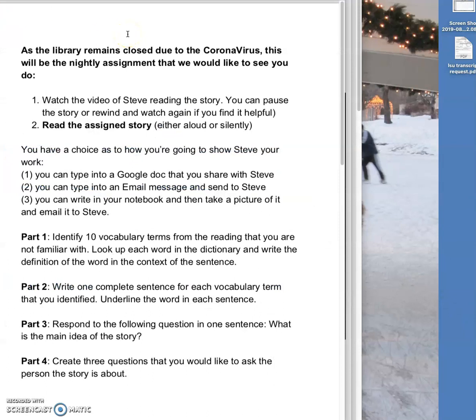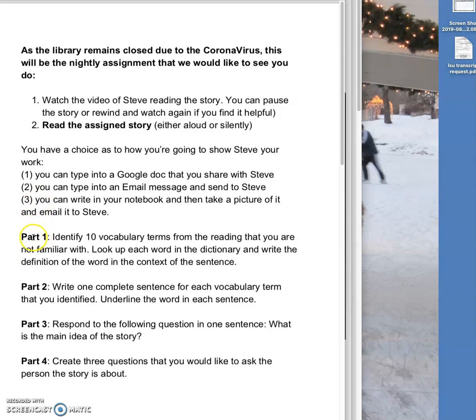Okay? So this is the weekly assignment that is very similar to what we have been doing, but I tried to make it a little bit easier. Each week I'm going to ask you to watch the video of me reading the story, and then I'm going to ask you to read the story individually on your own, either aloud or silently, although I would recommend that you do it aloud so you can hear yourself pronounce the words for fluency. And these are the three choices of how you can provide that assignment to me once you're done.